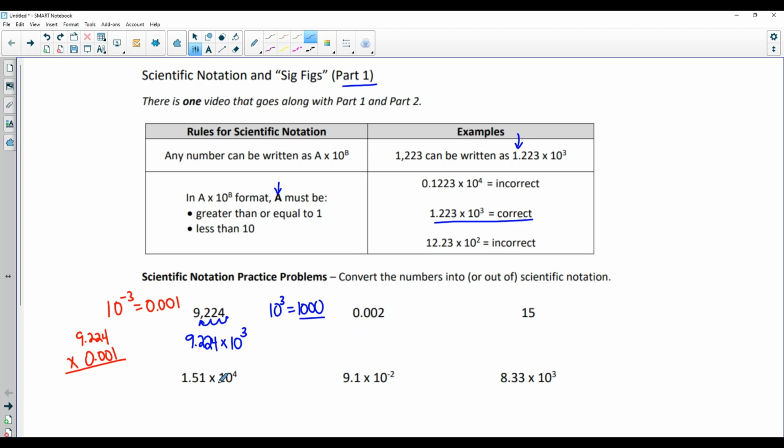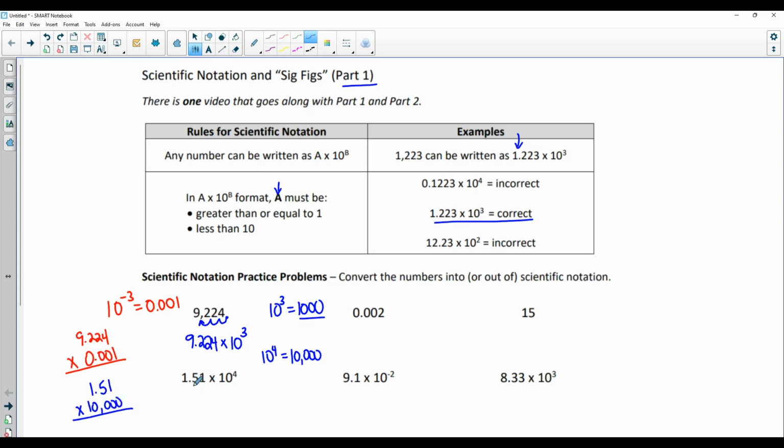Now I'm going to do one other problem, and I'm going to ask you to do these 4 on your own. So let's work this problem out. 1.51 times 10 to the 4th. Well, using the trick we just did, 10 to the 4th would have to be 10,000. And so that means I'm going to move the decimal 4 places. And what we're really doing is multiplying 1.51 times 10,000.